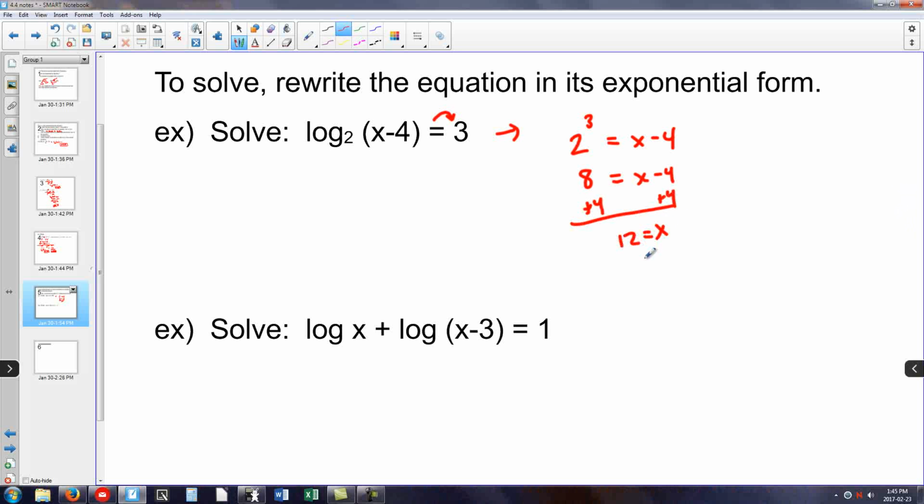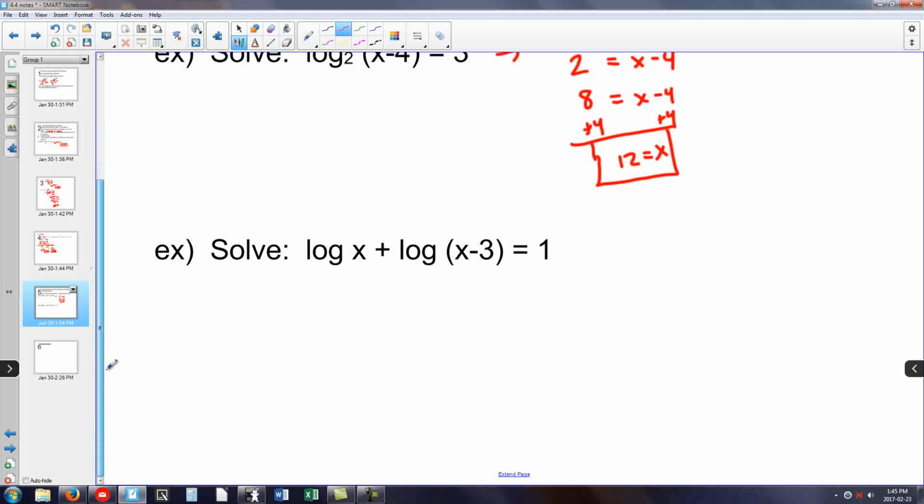Well, 2 to the third, of course, is 8, equals x minus 4, and I add 4 to get x equals 12. Now you have to check this because you're not allowed a negative in here. 12 minus 4 is 8. That's positive, totally legitimate. So I'm okay. But you always check to make sure that works. Now this question looks hard, specifically because there's more than one log in the problem.